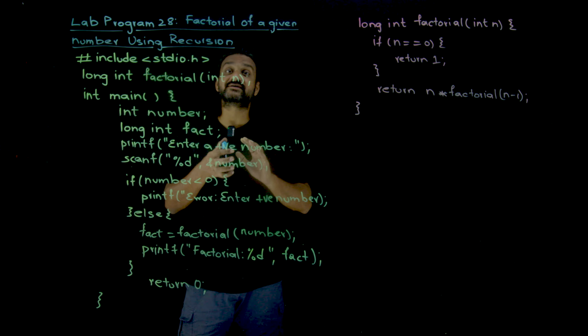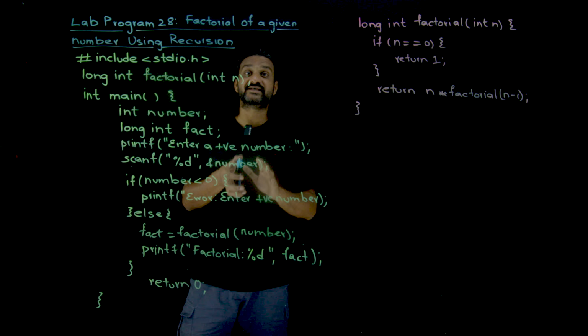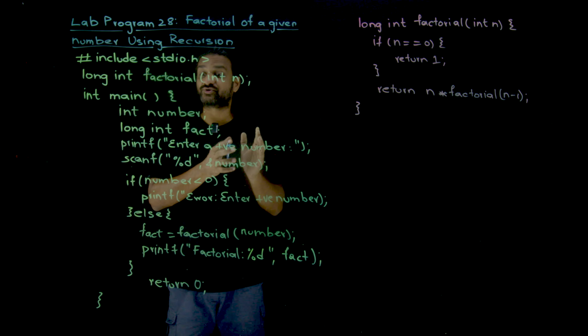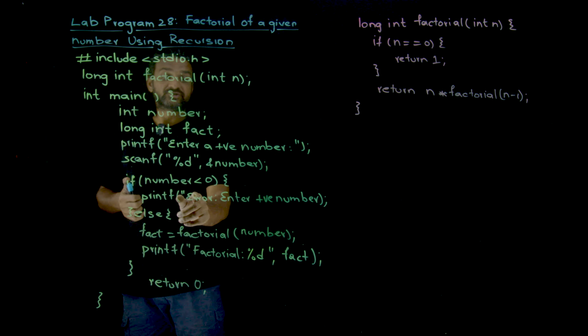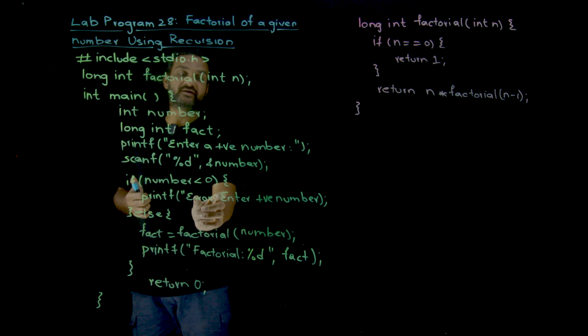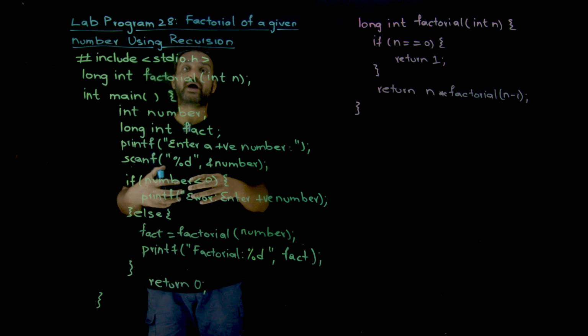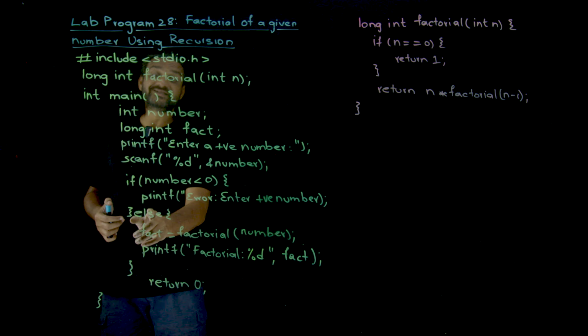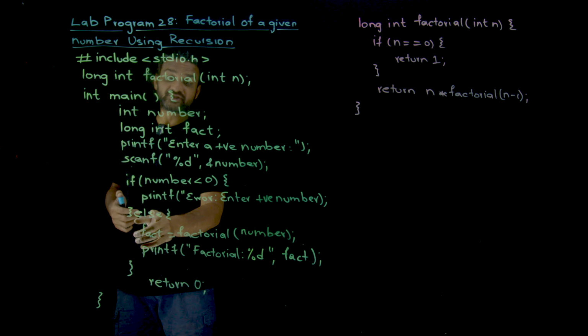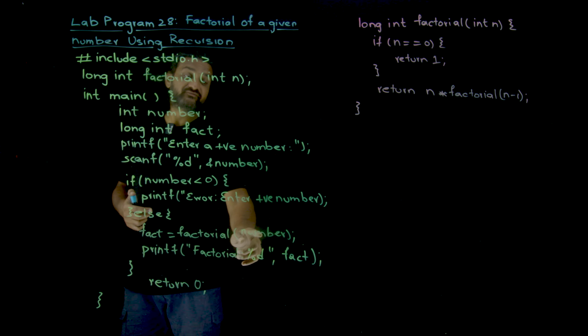If the number is less than 0, here we are addressing the edge case. The edge case is that we cannot find the factorial of negative numbers, so that case will be addressed here. We are going to print an error, enter positive number. So the error happened, and you have to enter positive numbers. Else, if the number is greater than or equal to 0, then the factorial function will get called.